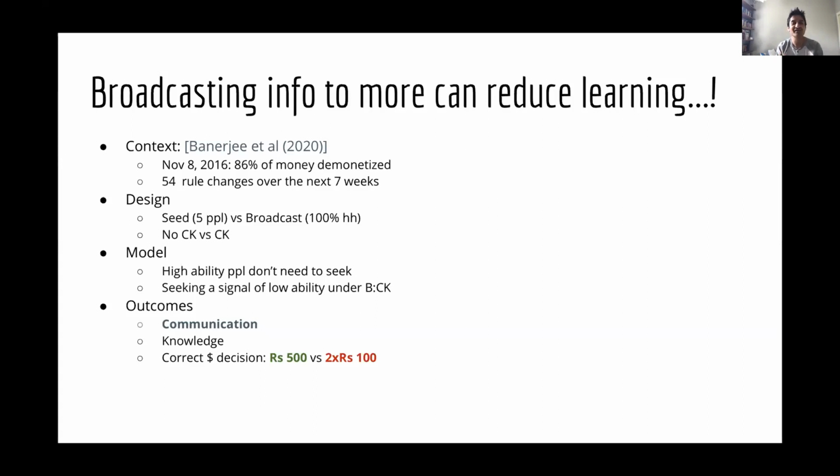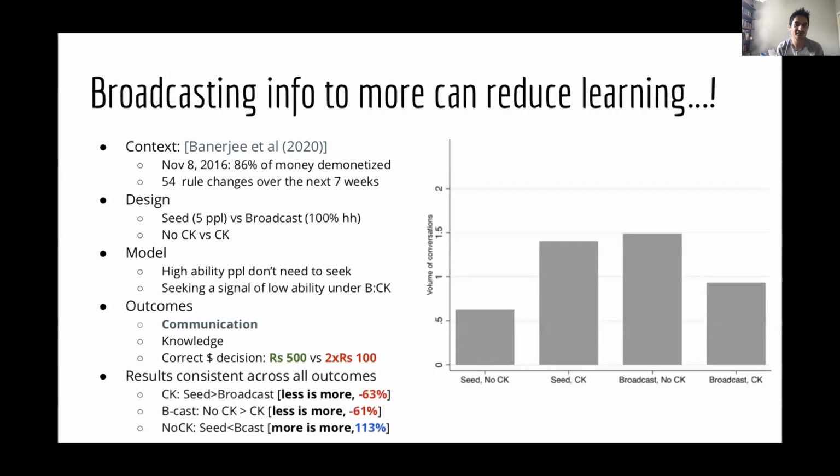And at least over a 3-day horizon, people don't quite know that other people have received this yet. Okay, so I've told you about the model. Basically, you can write down a signaling model in a network where you can show that broadcasting with common knowledge is bad relative to seeding with common knowledge, but if there's no common knowledge, it goes the other way. And so let's look at 3 outcomes: communication, knowledge, and a correct monetary decision.